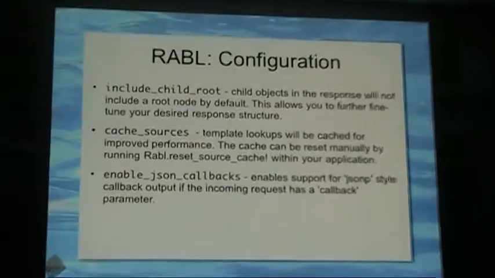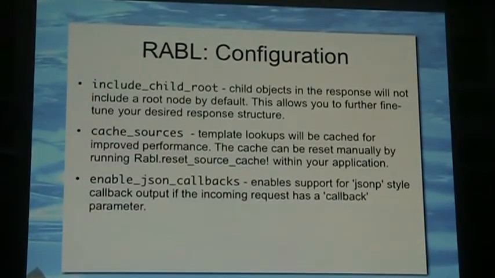Configuration, a bunch of gotchas. RABL always includes child root, meaning if I have users and users have many addresses, each address is going to be hooked under the address node, not a node, address header. Sometimes you don't want that. I personally like it, even though it's kind of redundant, because if somebody's using your API who's not familiar with your source code, he knows exactly what objects he's gonna get. But you can turn it off.